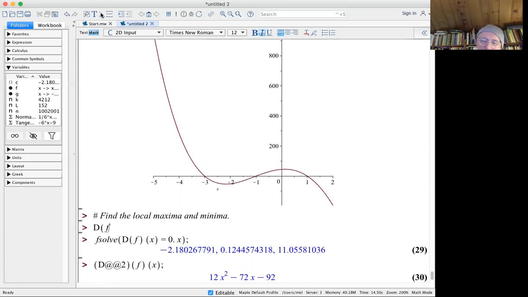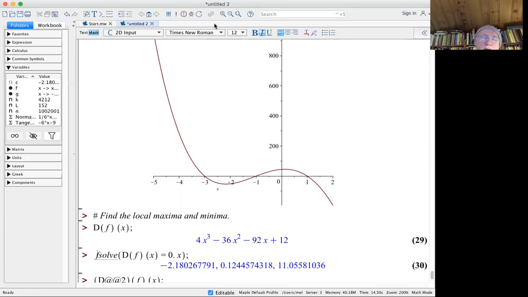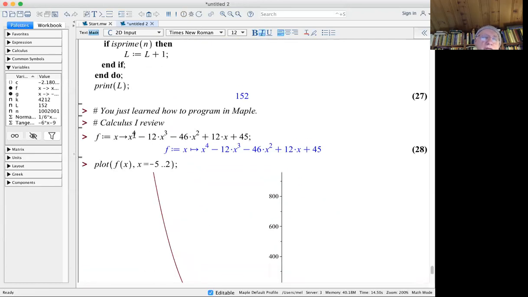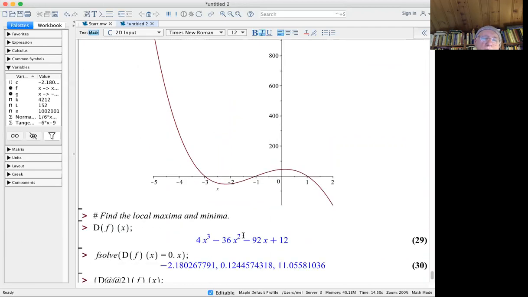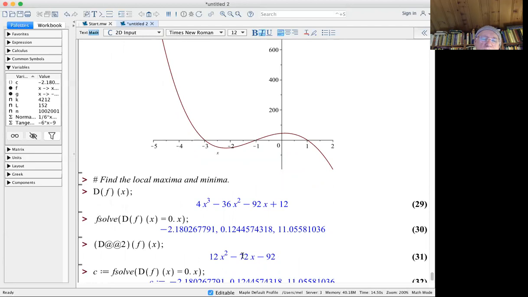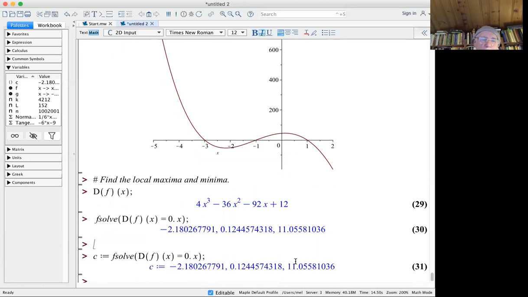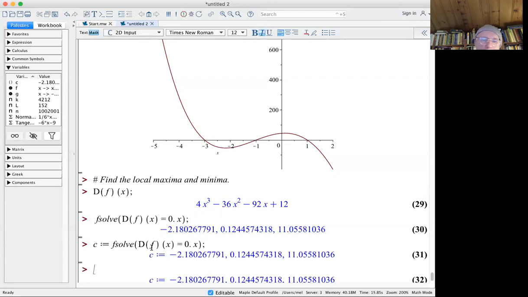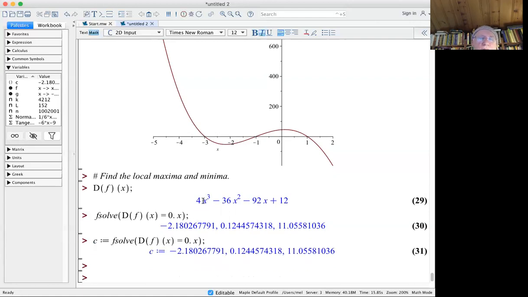What is the derivative of f at x? It's a cubic, right? F itself is a polynomial of degree 4. This is a polynomial of degree 3. So it should have 3 roots, and it does. And this is the second derivative. Before I do that, let me take this out. So this is the derivative. And these are its roots. Let me call them C. That's what I was doing. C equals.